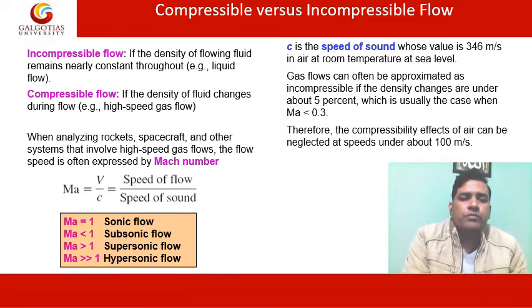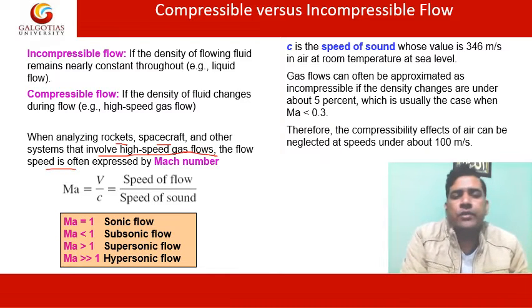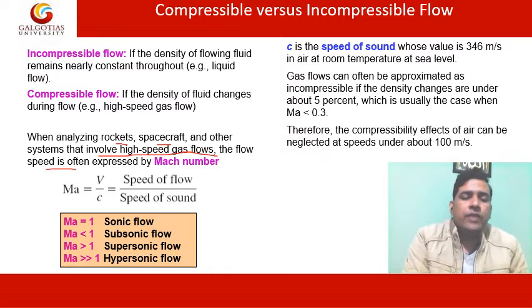Again, while analyzing rockets, spacecraft and other systems that involve high speed gas flows, the flow speed is often expressed in terms of Mach number. Mach number is basically associated with compressible flows only. Mach number is defined as the speed of flow to the speed of sound. If the Mach number is equal to 1, then the flow is called sonic flow. If the Mach number is less than 1, it is called subsonic flow. If the Mach number is greater than 1, it is called supersonic flow.